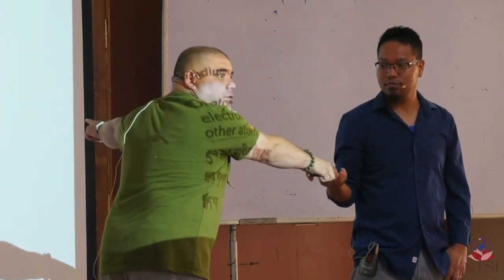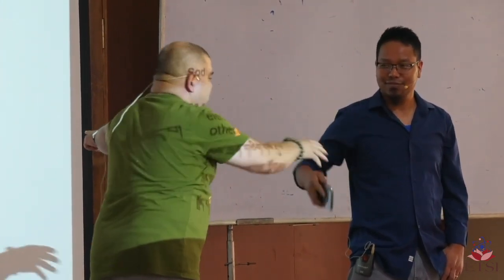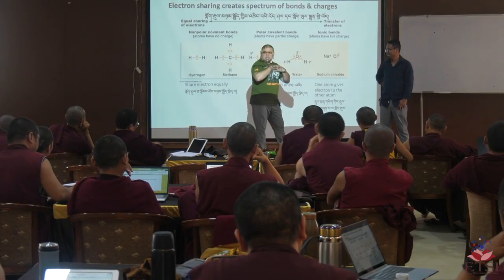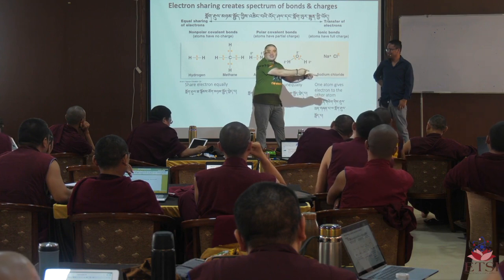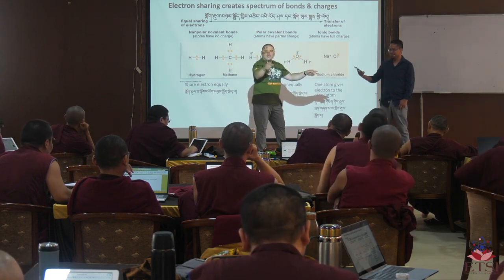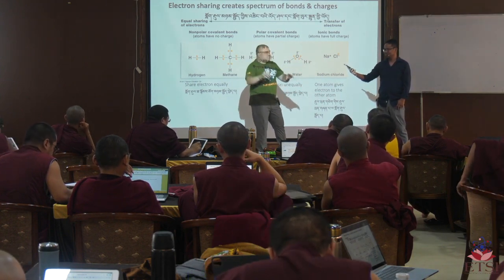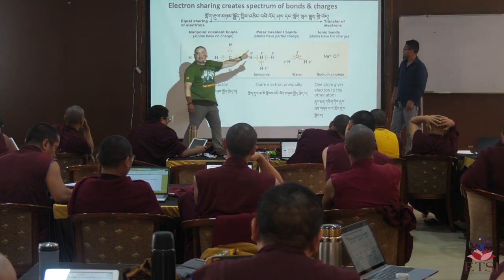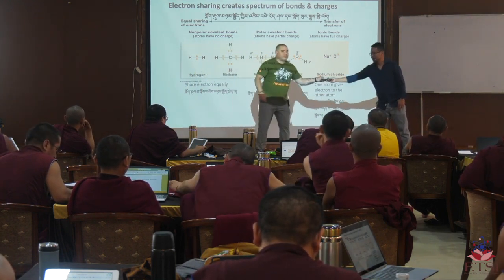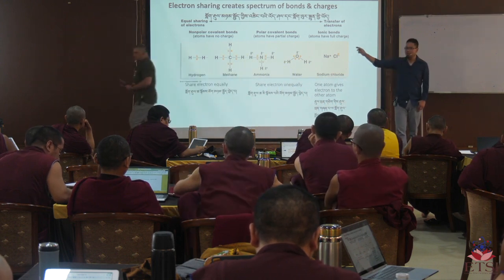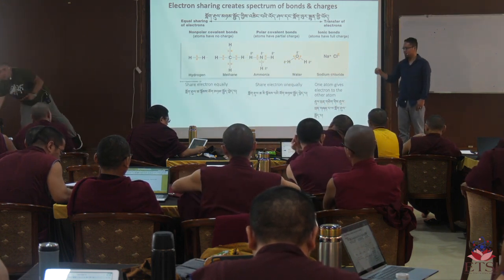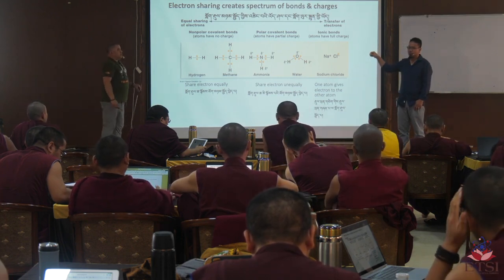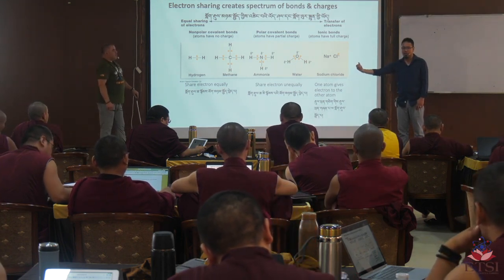What will happen in salt? He would take it from me. Sorry. He keeps it. I lost it. I'm positive, I lost the electron, he gained the electron, he's negative. That's how you want to visually make sense of equal sharing, polar covalent, and ionic. Okay, thank you.